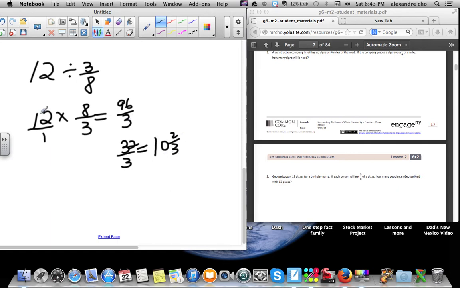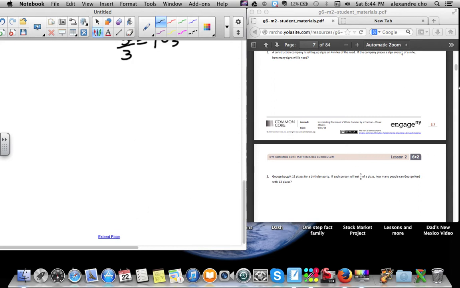Okay, so if you have 12 pies, and you cut them in 8 slices, and everybody gets 3/8, you can feed 10 people, and that last person, that 11th person, will only get 2 out of the 3 slices he's supposed to get. Okay, and let's lower this.